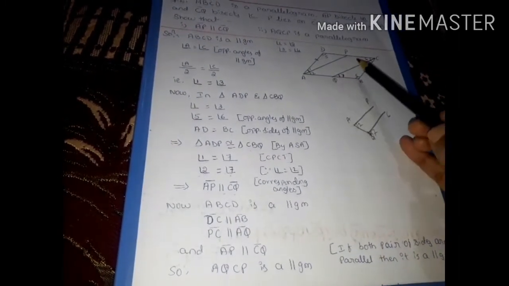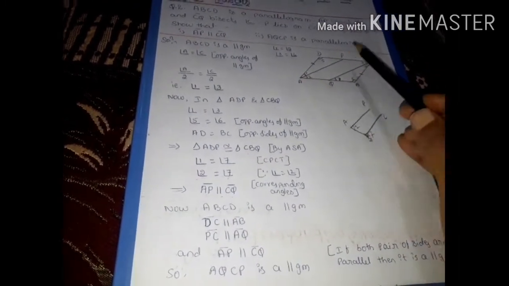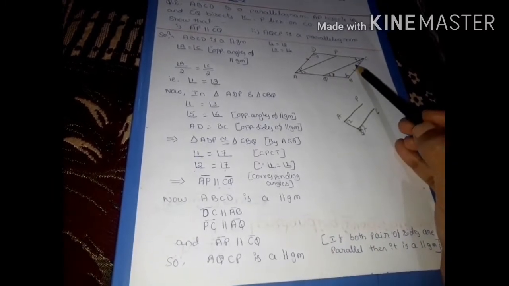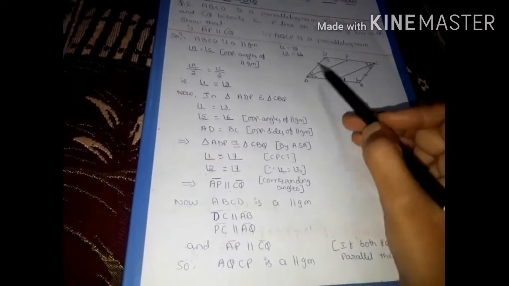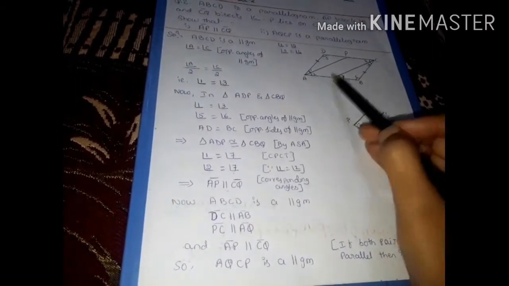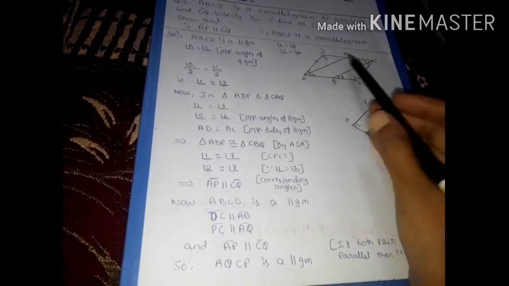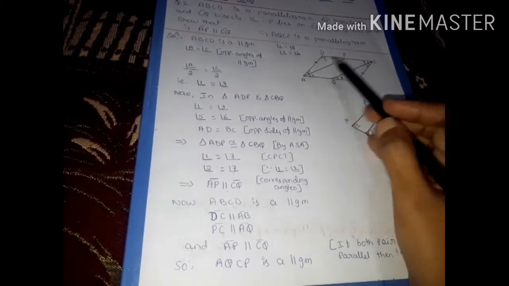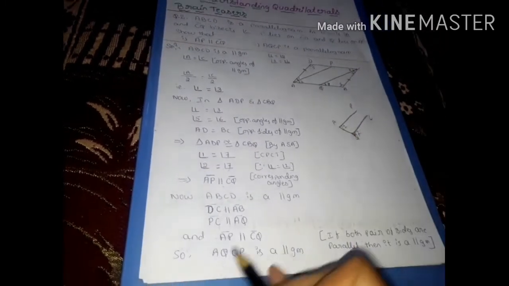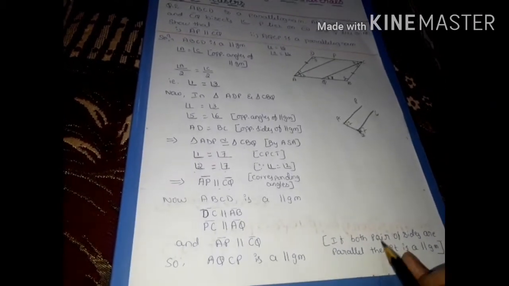From this we can write AP is parallel to CQ. Because both pairs of sides are parallel, the complete quadrilateral APCQ or AQCP is a parallelogram. So we proved here the second one, AQCP is a parallelogram. You can also give the reason: if both pairs of sides are parallel in the quadrilateral, then it is a parallelogram.